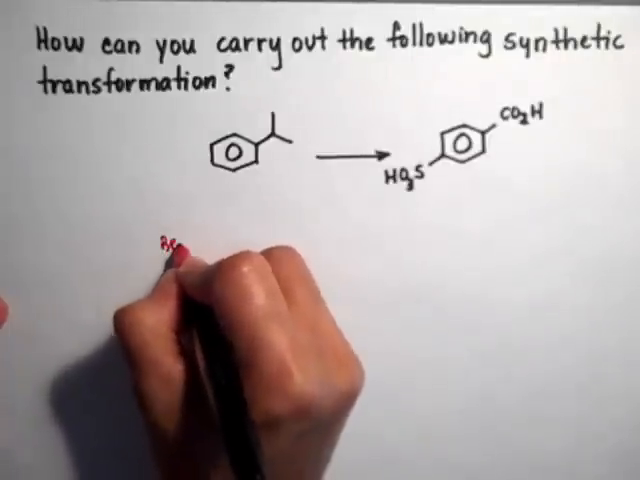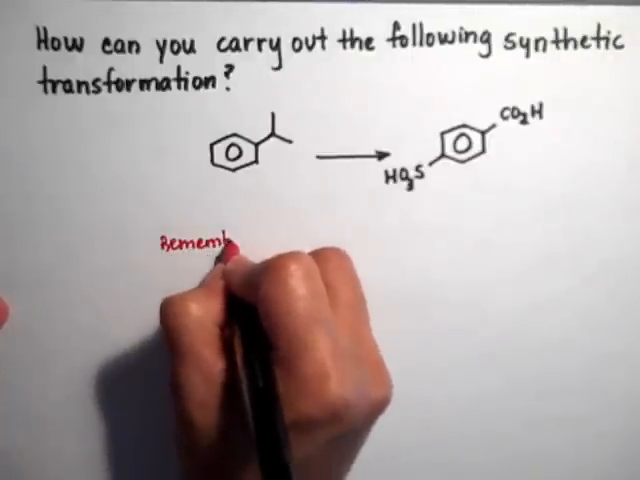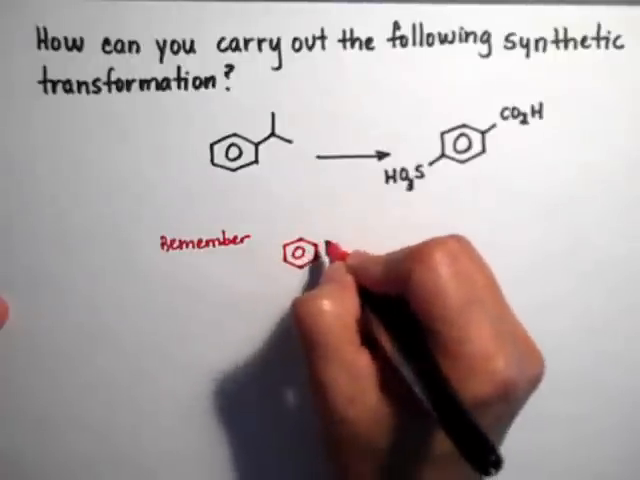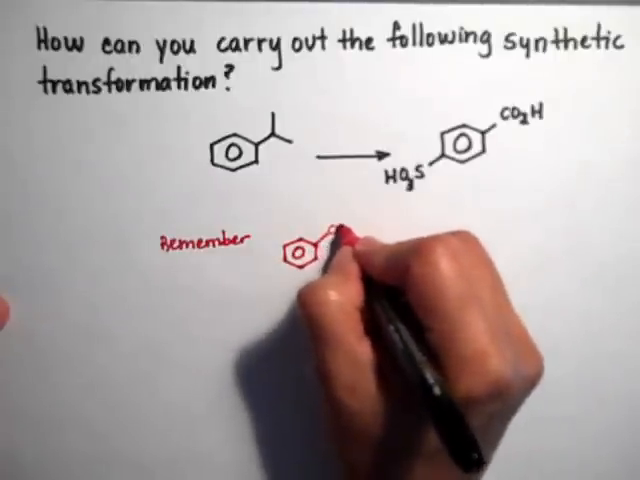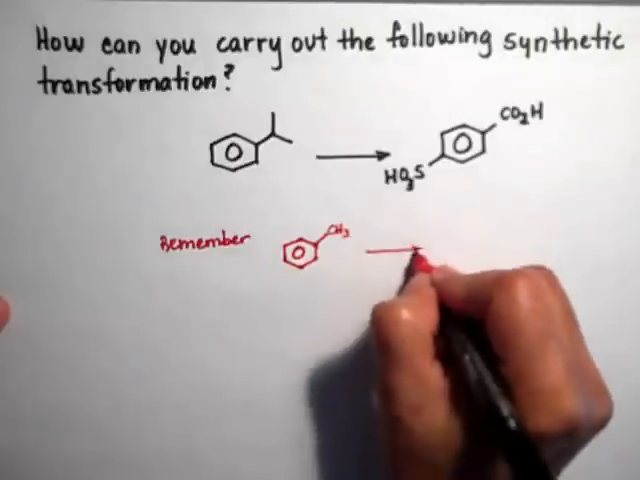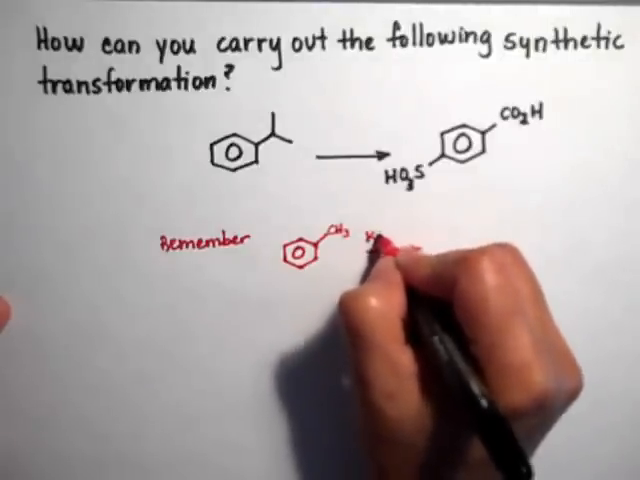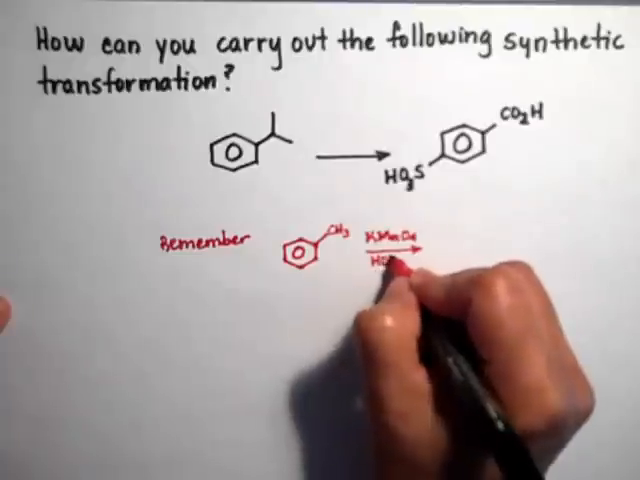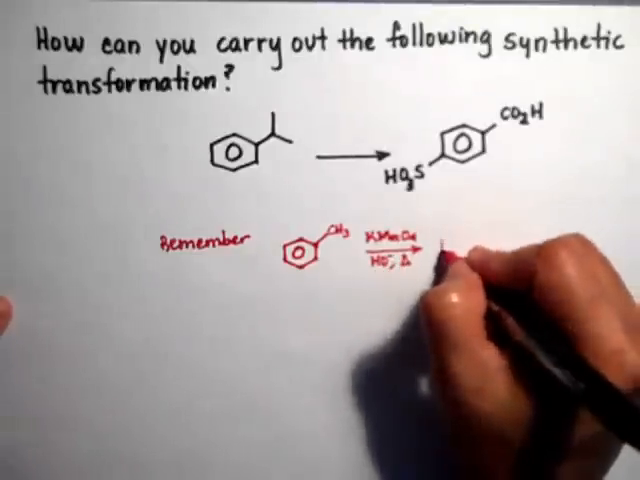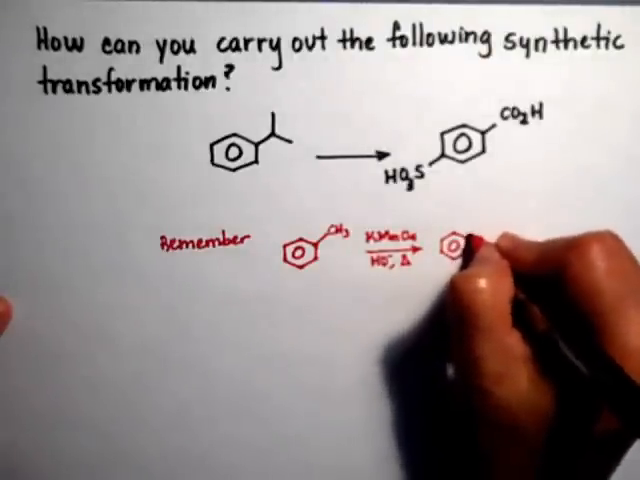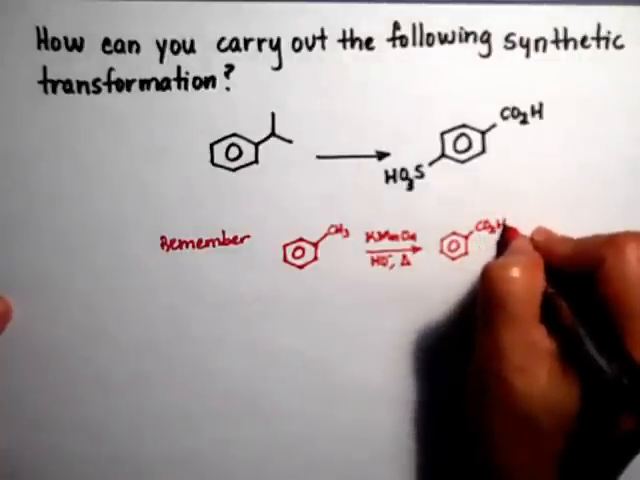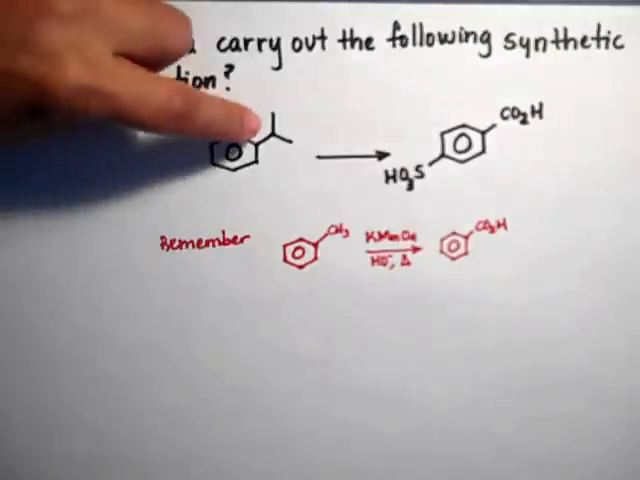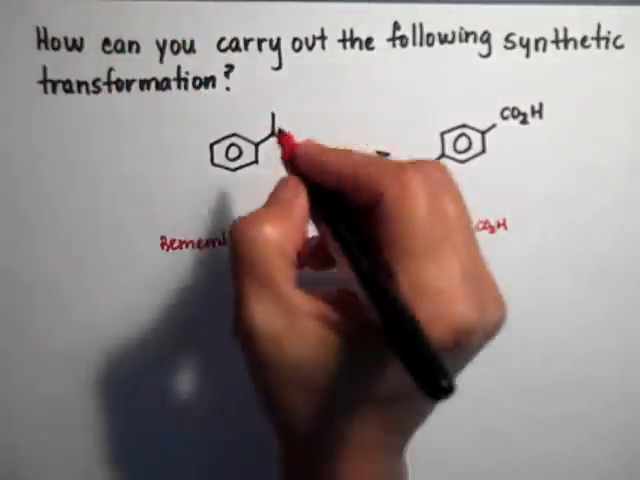Before we do this, we're going to remember that we can oxidize the benzylic carbon. So let's put a CH3 here. We can oxidize it to the carboxylic acid by using potassium permanganate under basic conditions. So we can convert the benzylic carbon to a carboxylic acid as long as the benzylic carbon has at the very least one hydrogen. And that's exactly what I have right there. I have only one hydrogen.